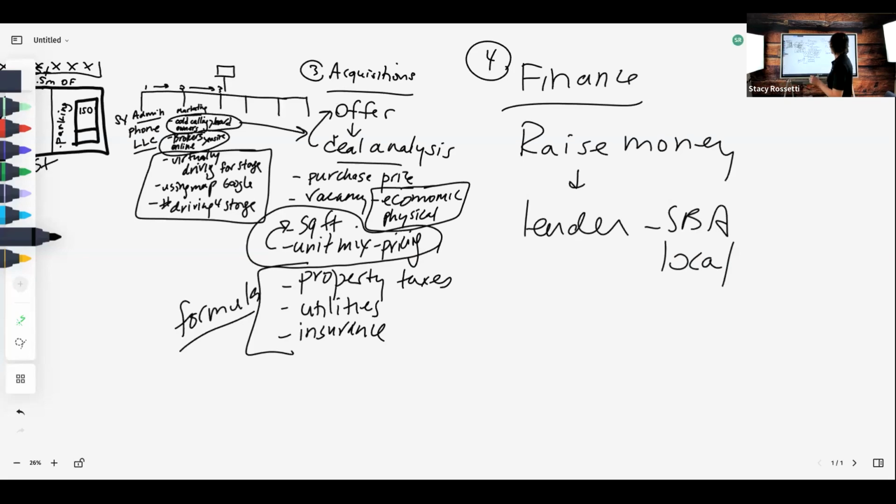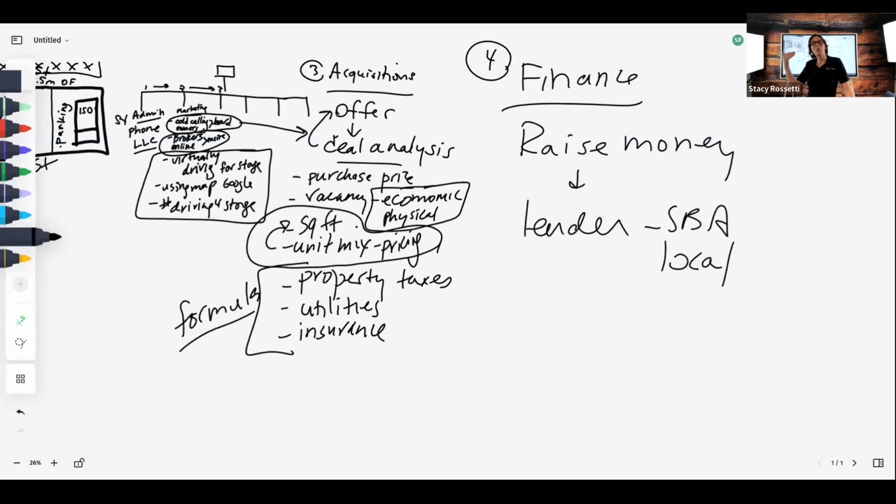Now, SBA loans are 10 or 15% down and like prime plus 1 or 2, depending on your experience. So make sure you run the numbers based on that type of loan. If you go to a local bank, it's a conventional loan, so you're going to be like 20 to 30% down at about 6.7% or 7% interest right now. We're running our numbers at 25% down, 7% interest for conventional loans. That's what we're doing right now.